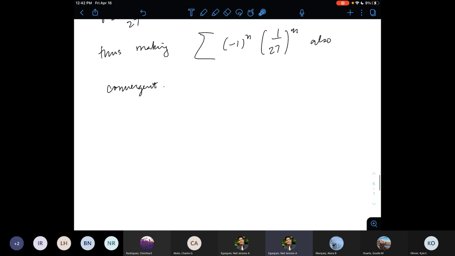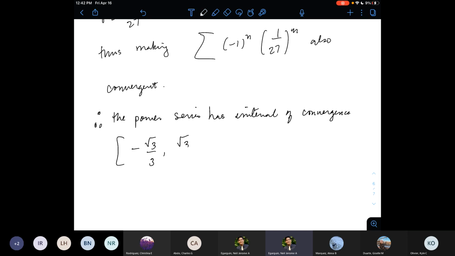So your conclusion, therefore, the power series has interval of convergence negative √3/3 until √3/3, and the two endpoints are included. And that's the thing, you need to check convergence at the endpoints of your open interval, because the ratio test or the root test will be inconclusive when the limit is equal to 1.